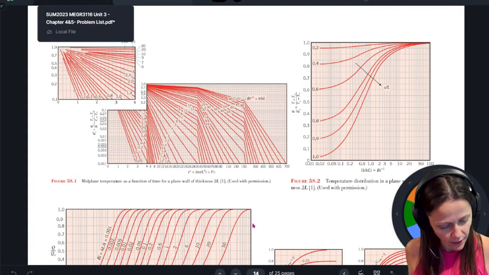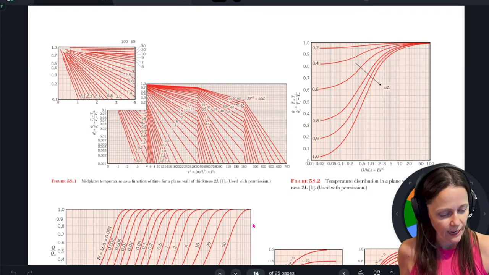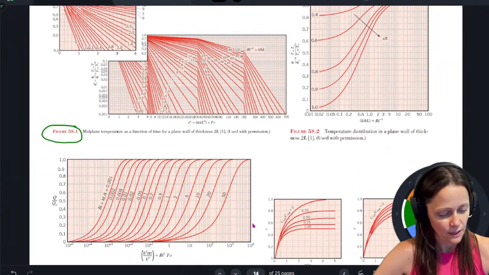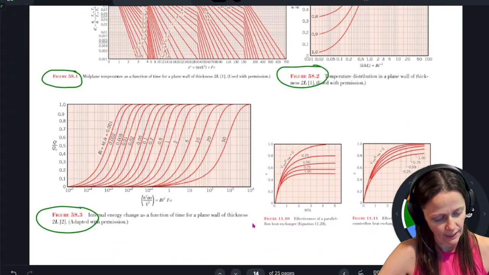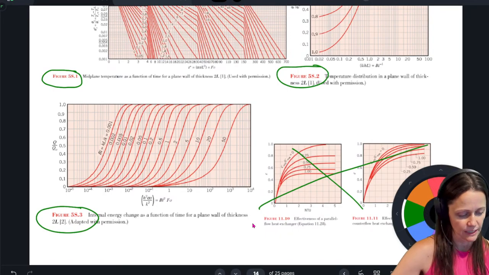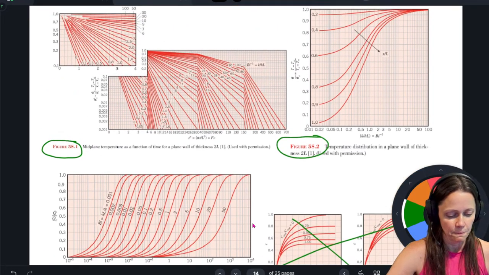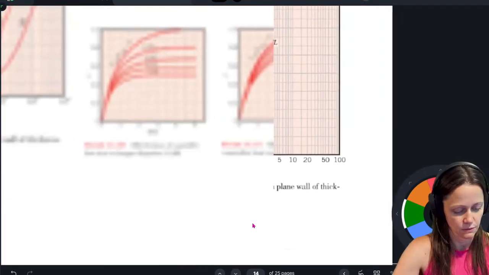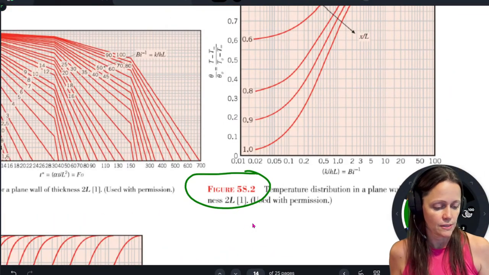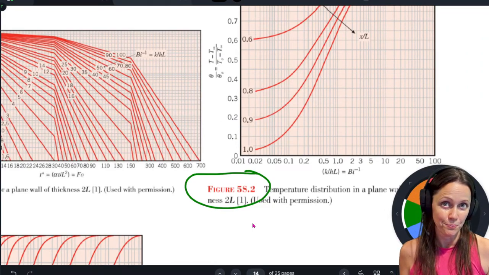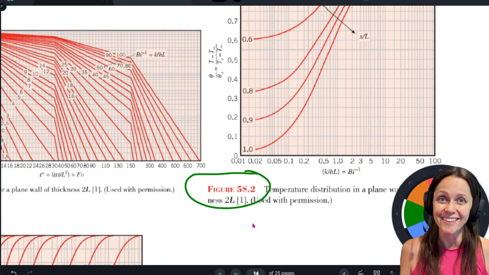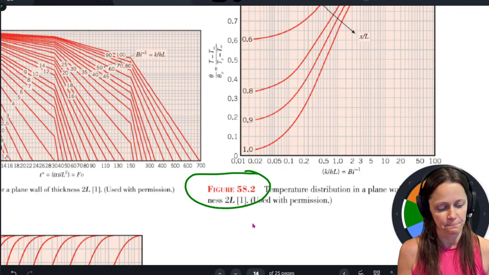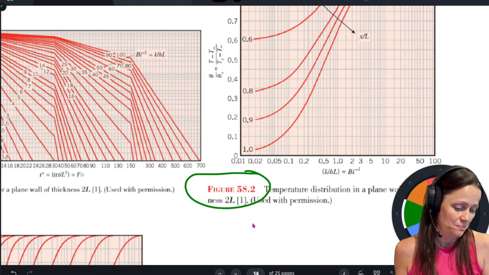Okay. Perfect. All right, so here we go. The ones that we're going to use today are 5S1, 5S2, and 5S3. These over here we won't use yet. Those are for heat exchangers. So just those three. I'll zoom in on 5S2 in particular. You'll see that it's not a linear scale, it's a logarithmic scale. So there's a little bit of a trick to reading those, and we'll practice that if you need a little bit of a review.